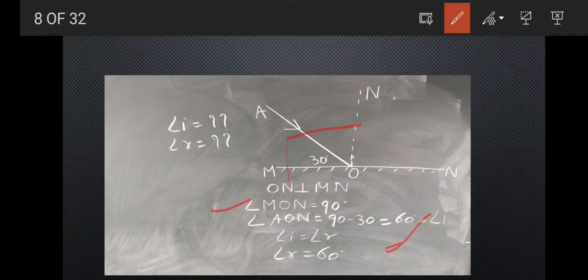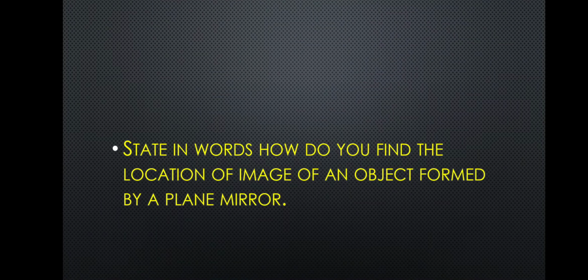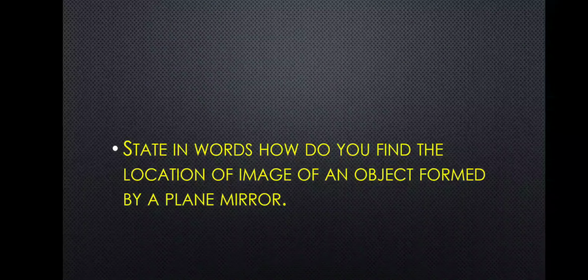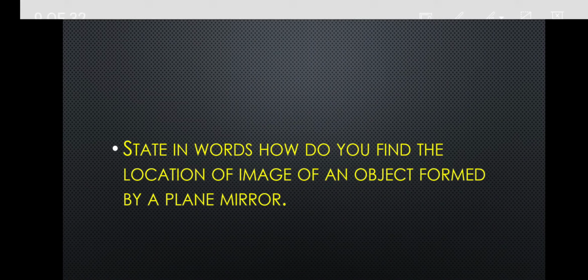According to the law of reflection, angle I is equal to angle R. So angle R will also be 60 degrees. Like this you can draw it in the copy. You can write everything as I have written here. Now next. State in words how you find the location of the image of an object formed by a plane mirror.